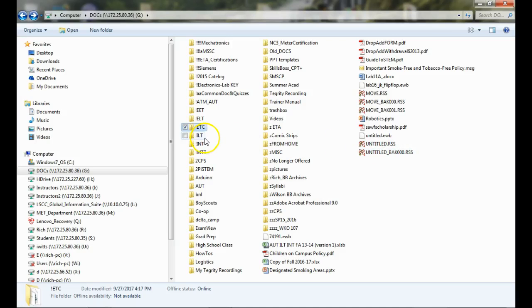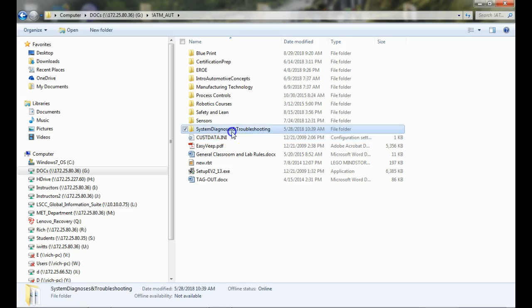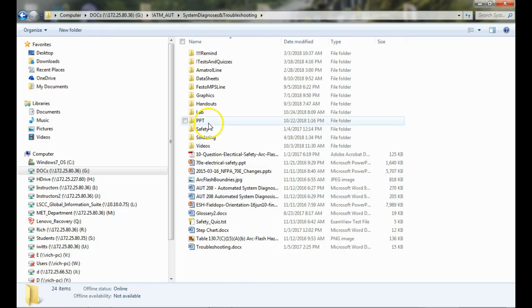Quadrants or incremental encoder. Well, what's an incremental encoder?